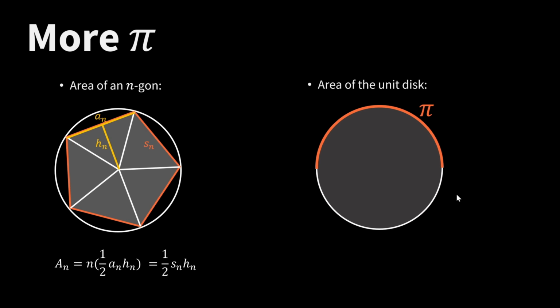Now what about the area of the unit disk? As n gets bigger and bigger, the n-gon approximates the disk. So the area of the disk is the limit as n goes to infinity of 1/2 S_n times h_n. When n gets bigger and bigger, S_n gets closer and closer to the circumference of the unit circle. We just learned that this is 2 pi. h_n gets closer and closer to 1. So in the limit we get 1/2 times 2 pi times 1, which is pi. So the area of the unit disk is also pi.